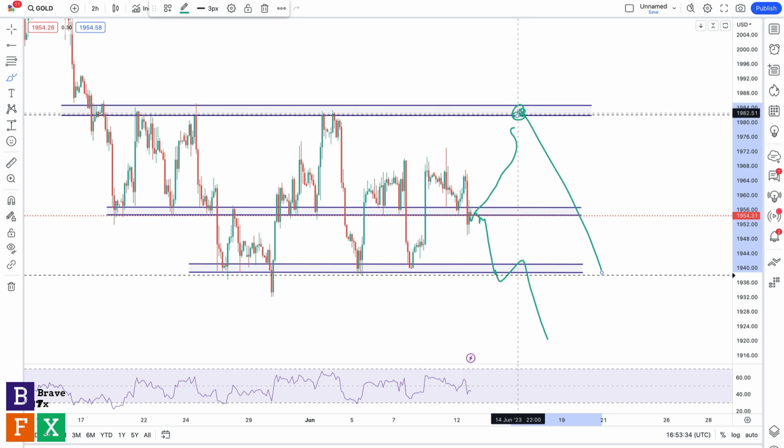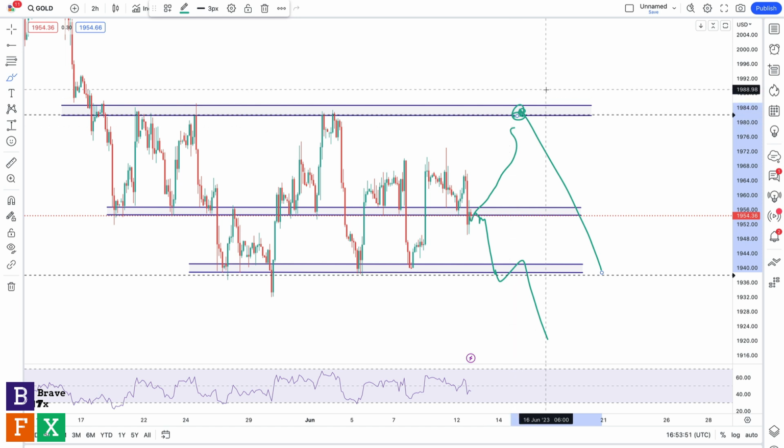So I'm either going to go short here when we break this level, or I'm going to go short if we get a consolidation here and a bearish breakout. Then I'm going to go long if we come into this level with a good sign of a reversal, or if we break above this resistance level.